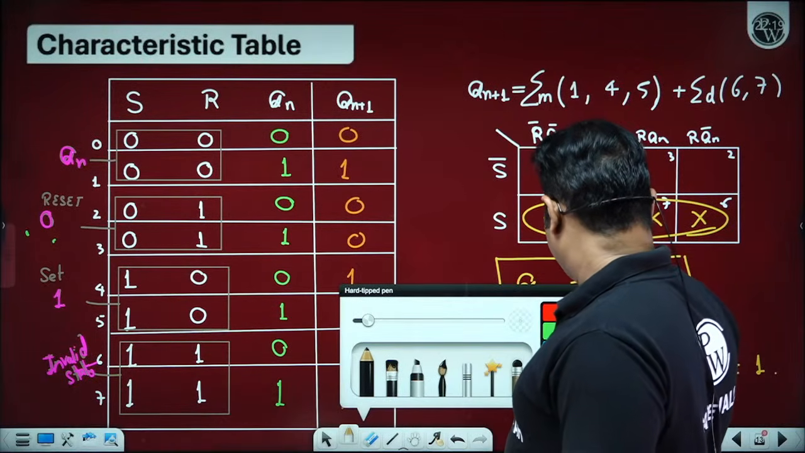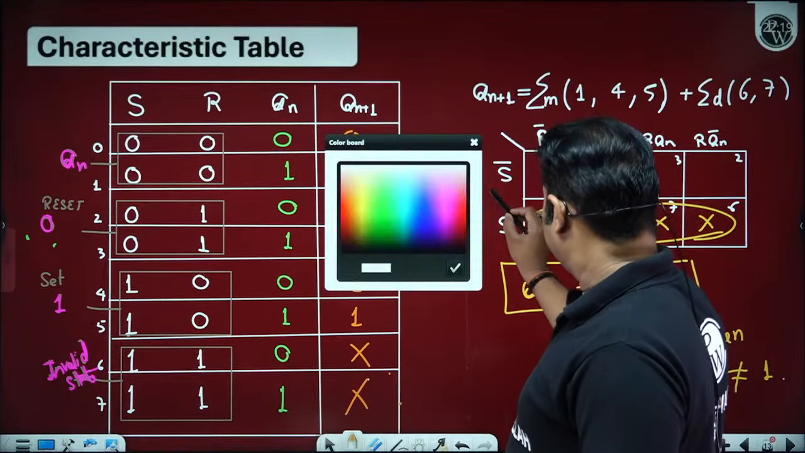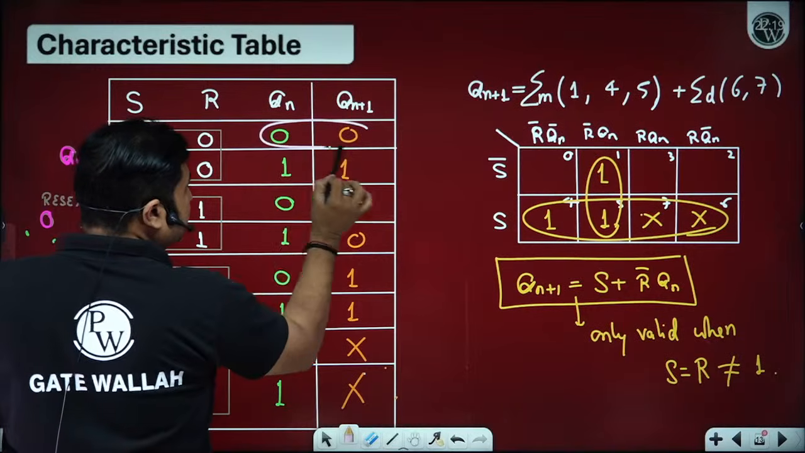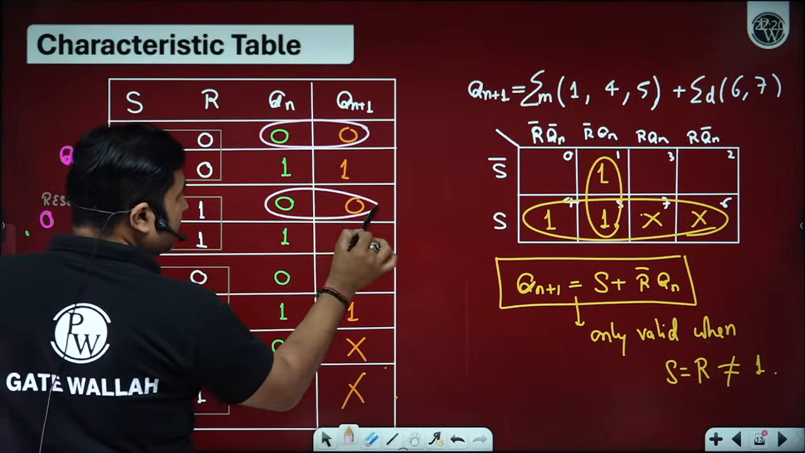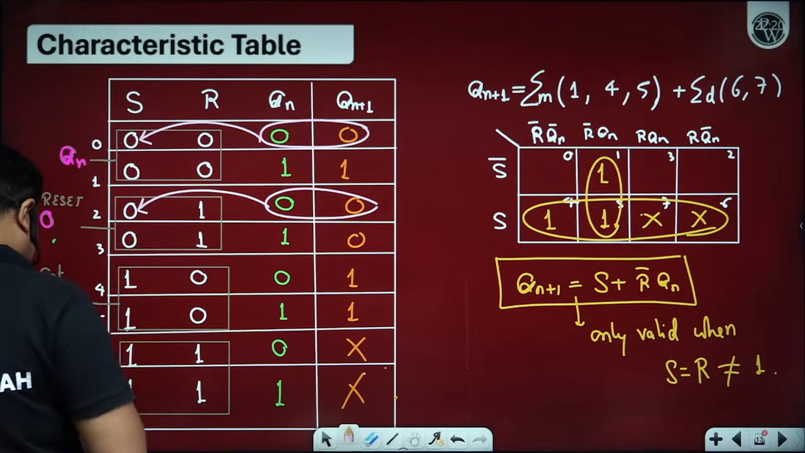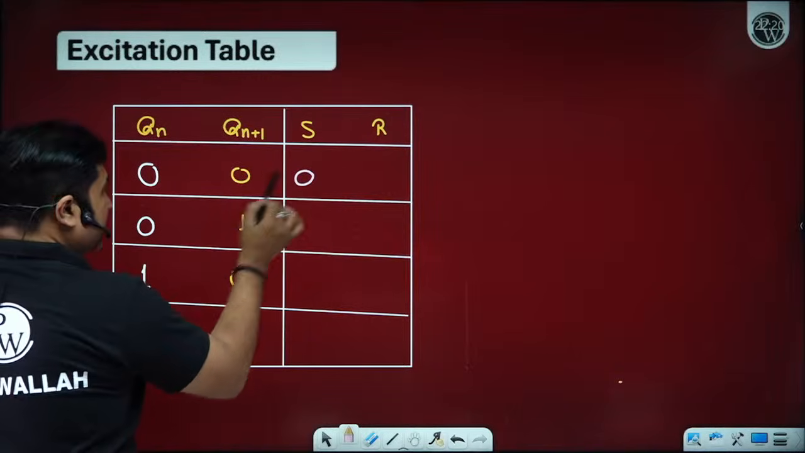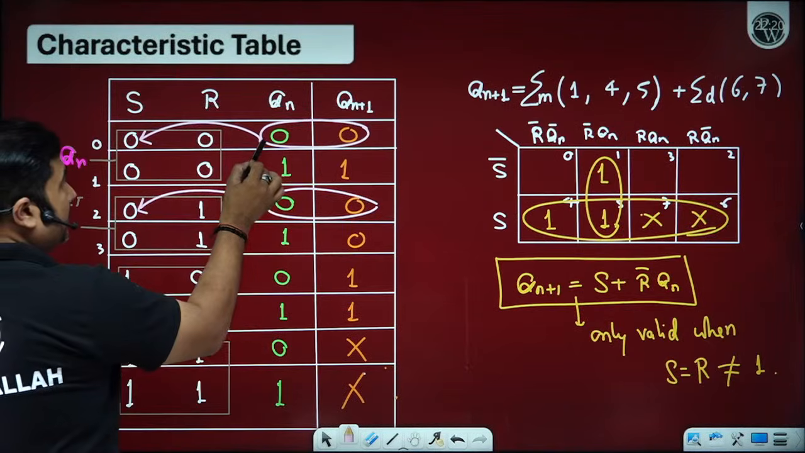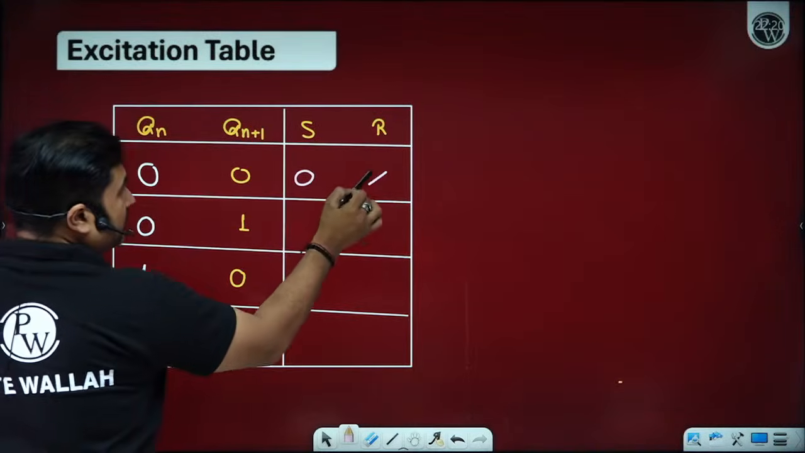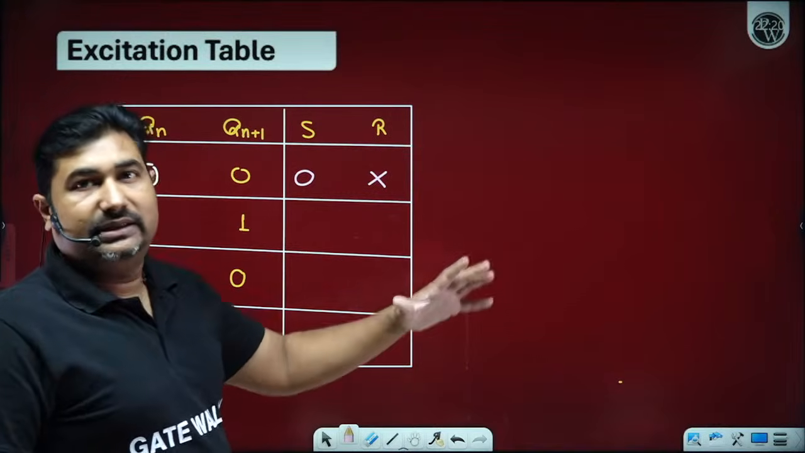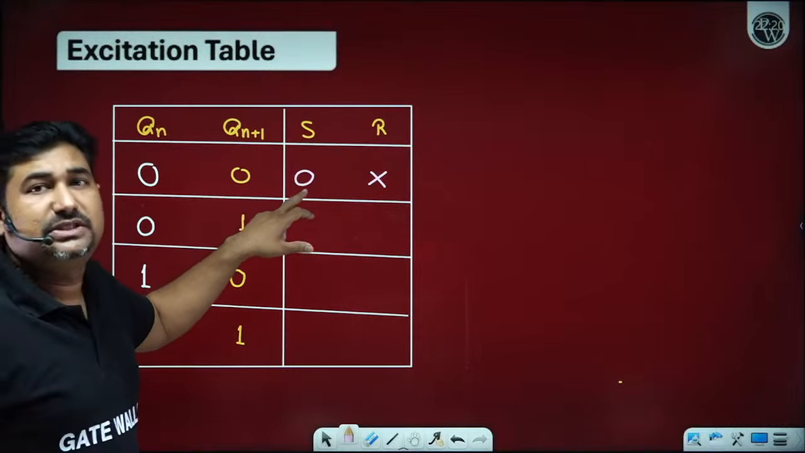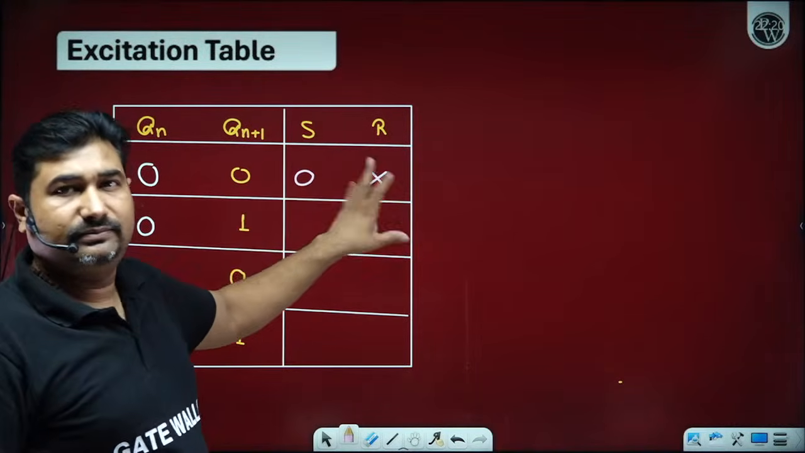the characteristic table will help us identify the excitation needed. Please observe. For present state 0, next desired state 0, what is the excitation needed onto the S? It must be 0. However, the excitation needed onto the R may be 0, may be 1. So it will be indicated as maybe 0, maybe 1. R can be anything, but if the present state is 0 and you want the next state to be 0, then S must be 0 and R may be 0, may be 1.